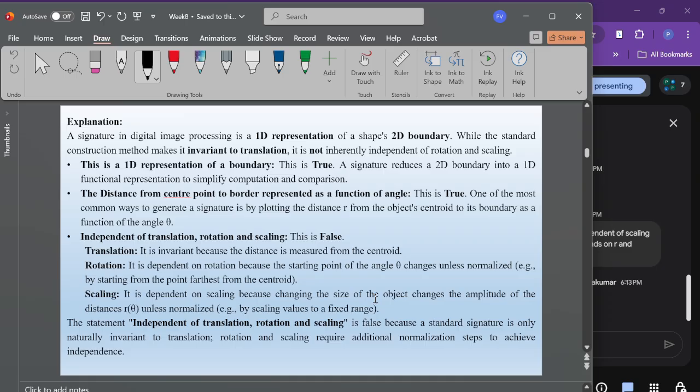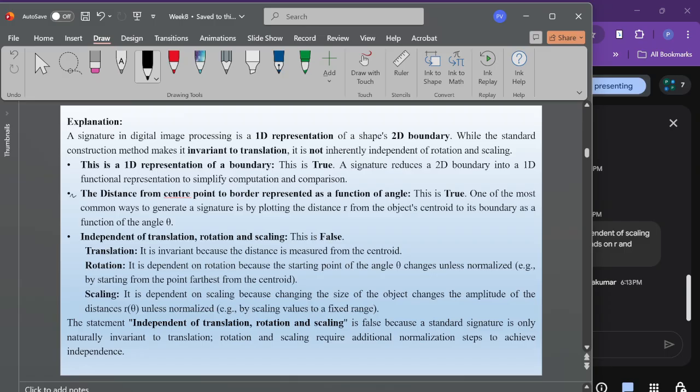One of the most common ways to generate the signature is by plotting the distance r from the object's centroid to its boundary as a function of the angle theta. Right? B is also true. And our option C is independent of translation, rotation, and scaling.